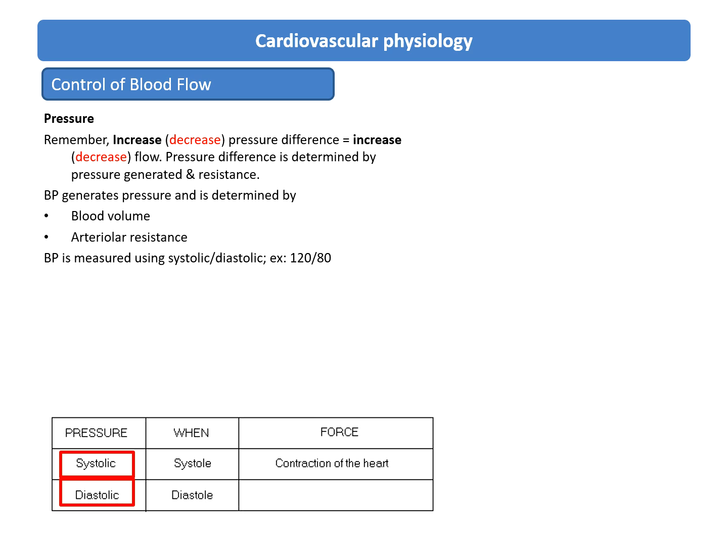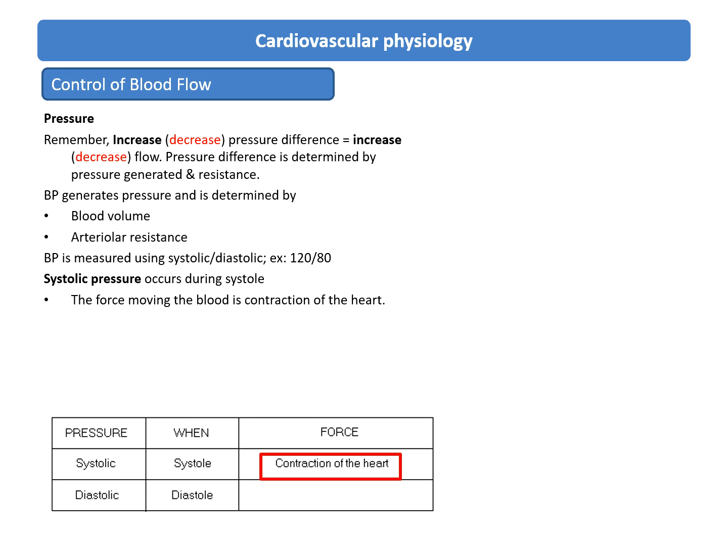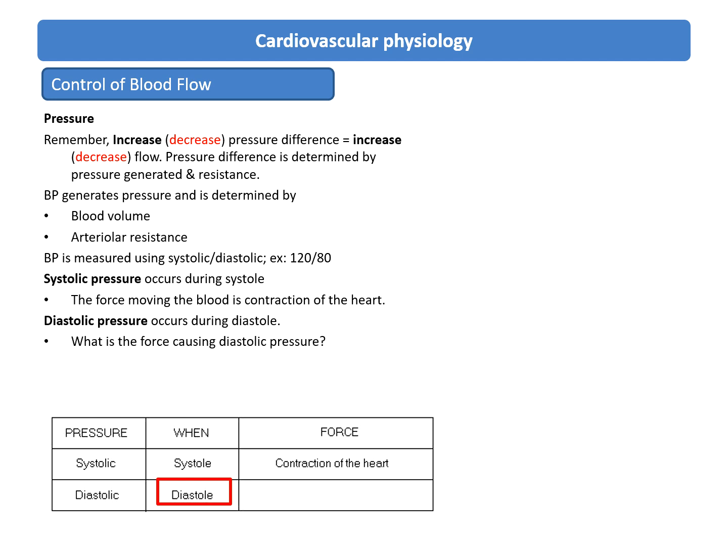Blood pressure is measured using systolic and diastolic. For example, 120/80. Systolic pressure occurs during systole, and the force is the contraction of the heart. Diastolic pressure occurs during diastole. What's the force causing diastolic pressure?